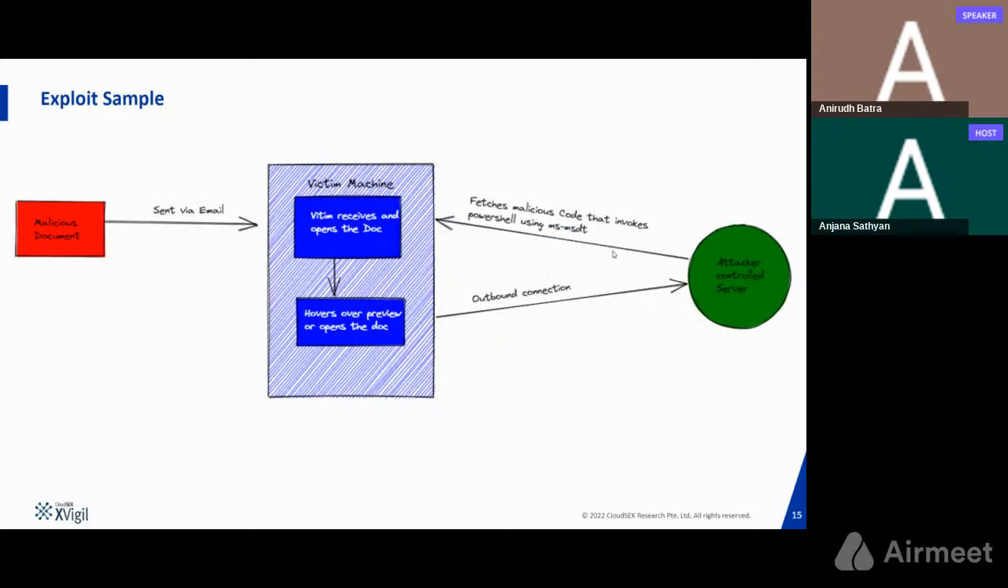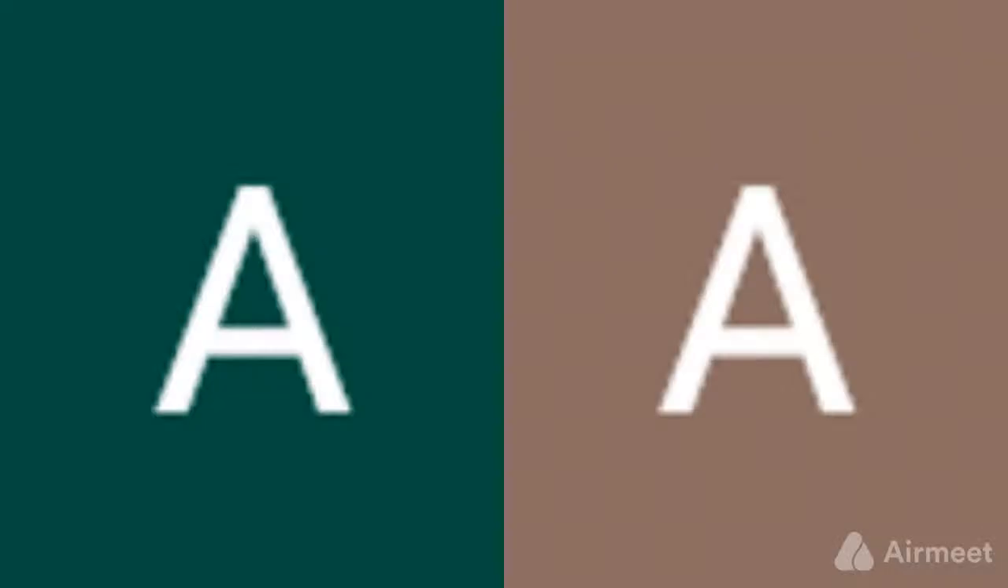Talking about the exploit sample, I'll stop sharing my screen for a second and share the other screen. I'll show a small brief demo as to what can be done and how it is actually exploited, what it looks like. So you send a malicious document by email, and there's a victim machine who receives the document, opens it or hovers over it, looks at the preview, and then there's an outbound connection which we've already set to our attacker control server, and it basically fetches the code and invokes the commands using PowerShell. So I'll just stop sharing my screen and share the other screen again. Just give me a second.